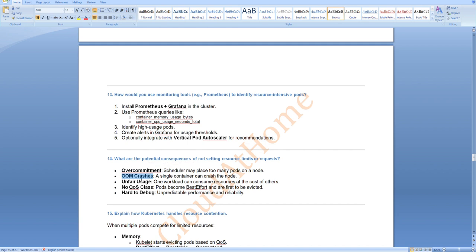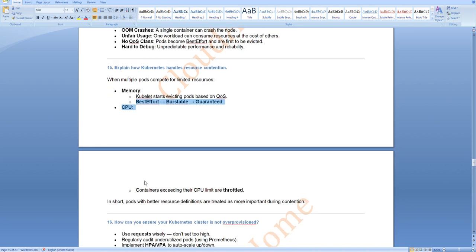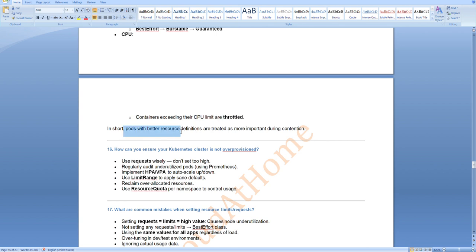Overcommitment, OOM crash, unfair usage, no quality of service, hard to debug. These are the potential consequences of not setting the resource limit or request. Explain how Kubernetes handles resource contention. So when multiple pods compete for the limited resource, memory, kubelet starts evicting pods based on quality of service, and on CPU, containers will get throttled. In short, pods with better resource definitions are treated as more important during contention.